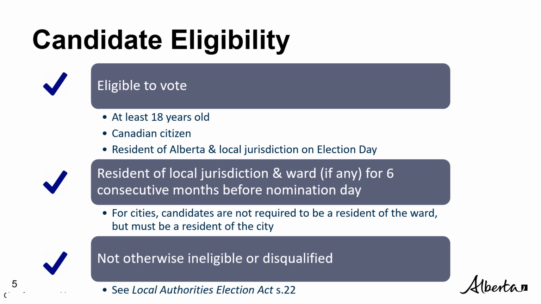Prospective candidates must not be otherwise ineligible or disqualified from nomination according to Section 22 of the Local Authorities Election Act, LAEA for short. This section includes a long list of circumstances that would make a person ineligible to run, such as owing tax arrears to the municipality of over $50, or having previously failed to comply with certain campaign finance and disclosure requirements. It is a good idea to thoroughly review this section of the LAEA before taking steps to be nominated.